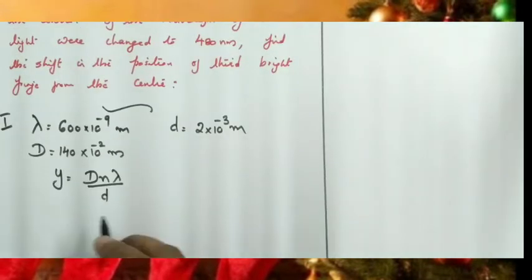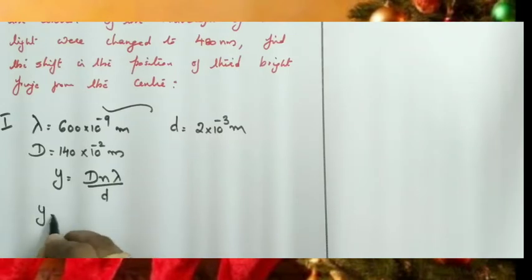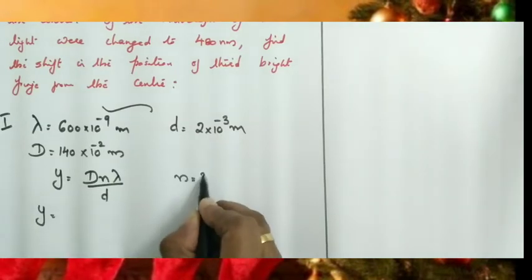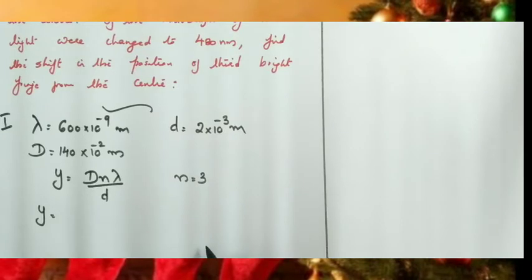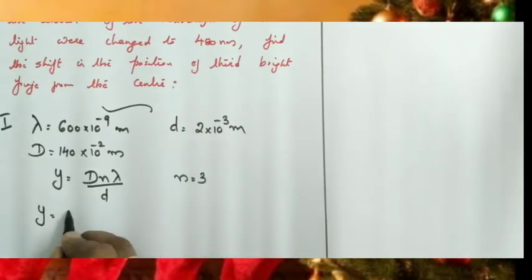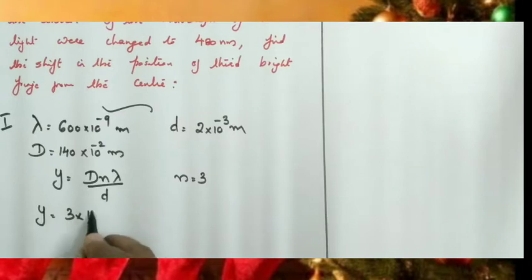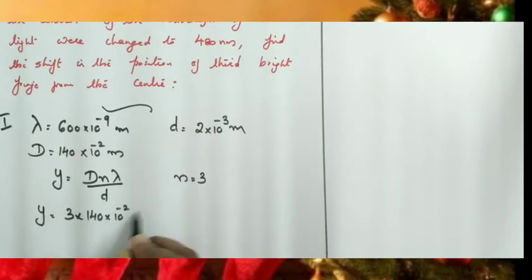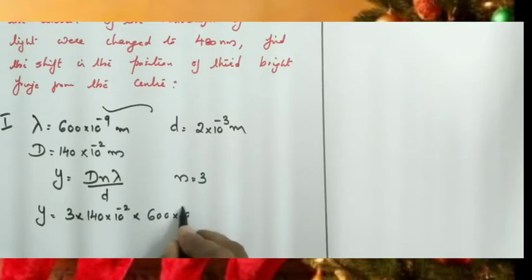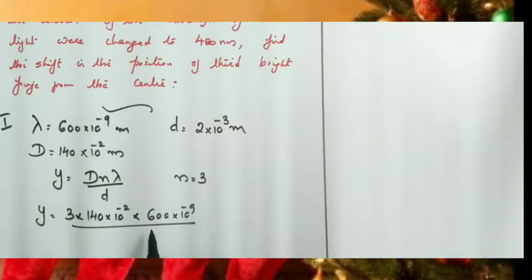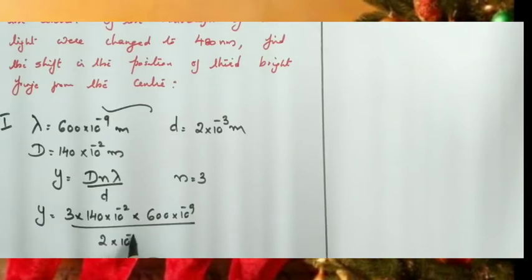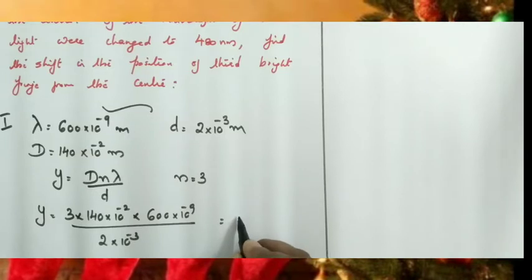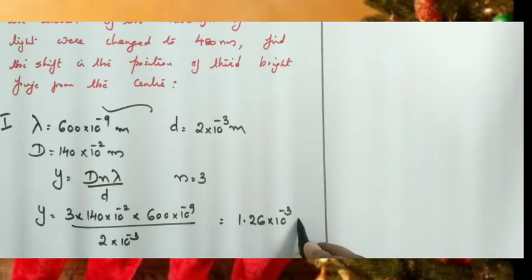Okay, so third bright fringe means we have to put n equal to 3. We can substitute 3 into n, D is 140 into 10 raised to minus 2, lambda is 600 into 10 raised to minus 9, divided by small d, which is 2 into 10 raised to minus 3. After simplification you will get the answer as 1.26 into 10 raised to minus 3 meter.